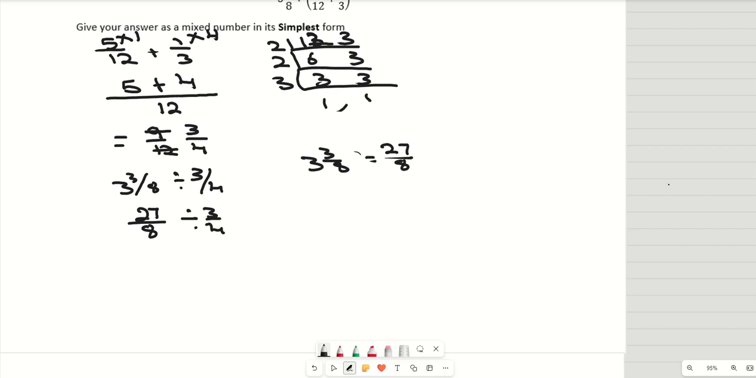Now, when you're dividing fractions, that division sign turns to a multiplication, and the fraction after your division sign flips. So instead of 3 over 4, we put 4 over 3. We call that reciprocal, right? You can use reciprocal or flips. I like to use the word flip, right?